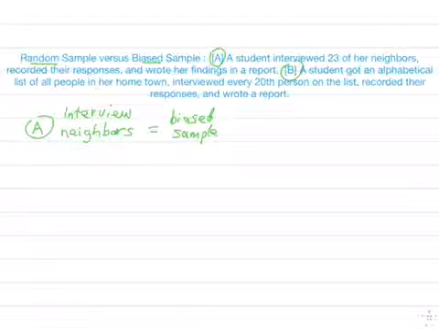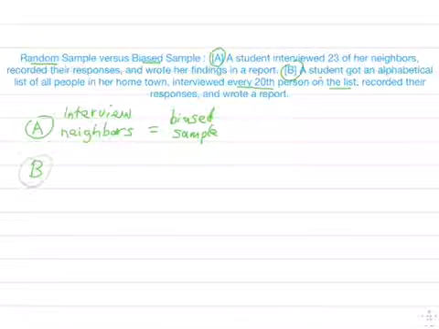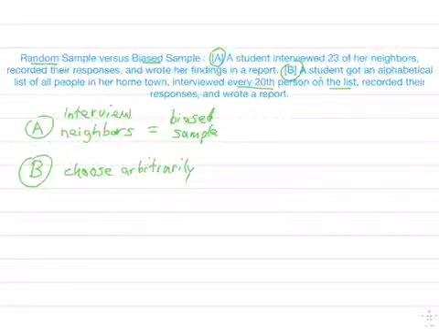So if we are interviewing neighbors, to interview one's neighbors is basically to create what you call a biased sample, which excludes a lot of people not living like her. Let's look at example B. Here, a student got an alphabetical list of all people in her hometown, interviewed every 20th person on that list, whether they live in her neighborhood or not, and then she recorded their responses and reported on that. Well, for B, she's trying very hard to choose people arbitrarily. And when we choose arbitrarily who is going to be interviewed, and we actually follow through on interviewing every 20th person, this comes closer to being what we call an unbiased and therefore a random sample.